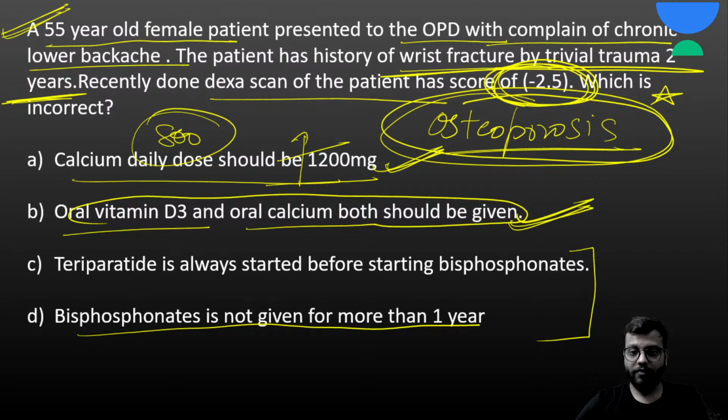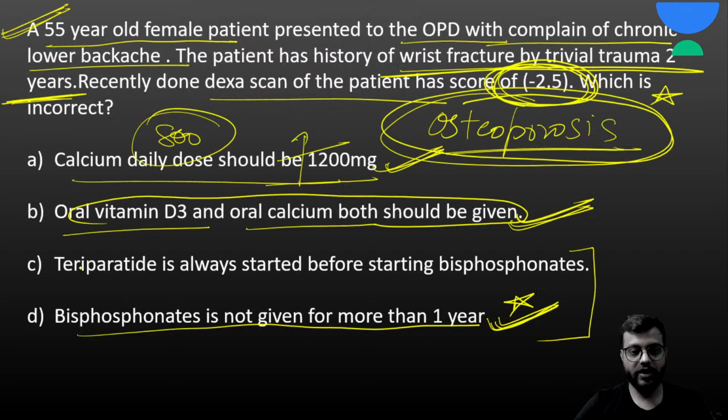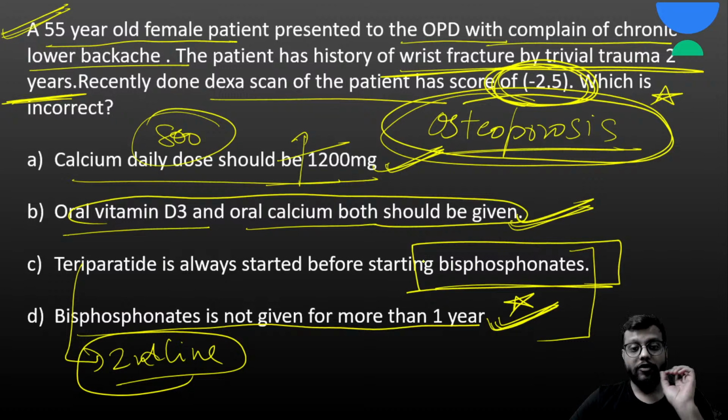This was also a correct option because we have read that giving bisphosphonates for a long time increases the chances of fracture. So bisphosphonates are not given for more than 1 year. Now what is teriparatide? Teriparatide is a parathormone analogue which has a bone forming effect, used in the treatment of osteoporosis, but it is second line. Remember, first line and the treatment of choice is always bisphosphonates. So we will not give teriparatide before starting bisphosphonates; we always start bisphosphonates first.